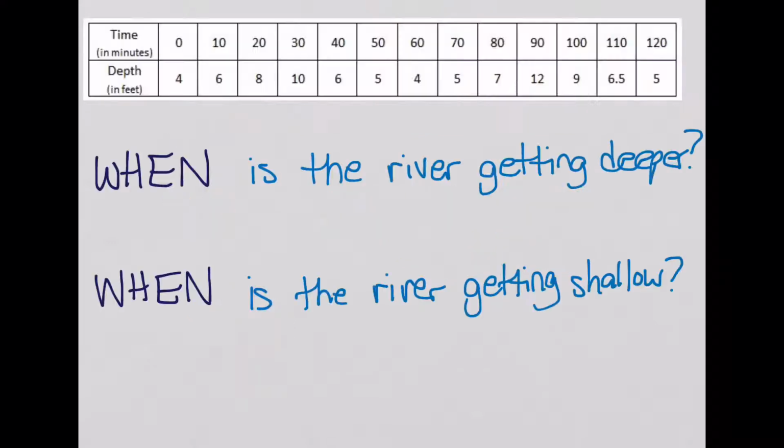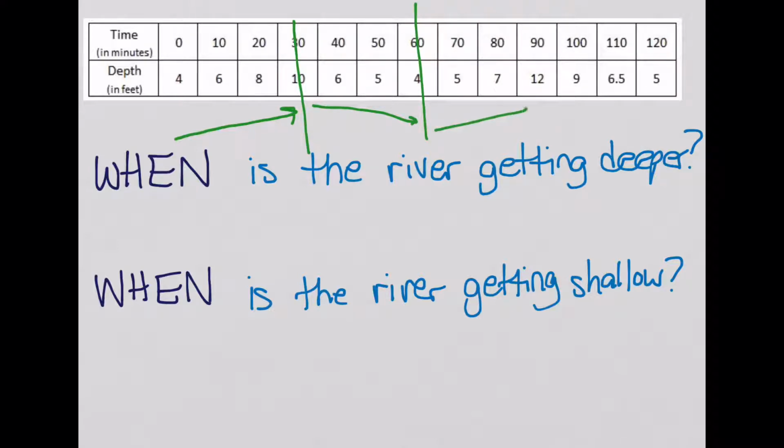So the first thing we're going to look at is this floating down the river problem, and we're going to look at the table. And the question that I'm going to ask at the beginning: when is the river getting deeper? So this river is getting deeper, starting from the very beginning. It starts at only 4 feet, and then it gets deeper all the way for the first 30 minutes until it ends up being 10 feet deep. And then it gets more and more shallow for the next 30 minutes until after 60 minutes, it's pretty shallow. It's only 4 feet deep.